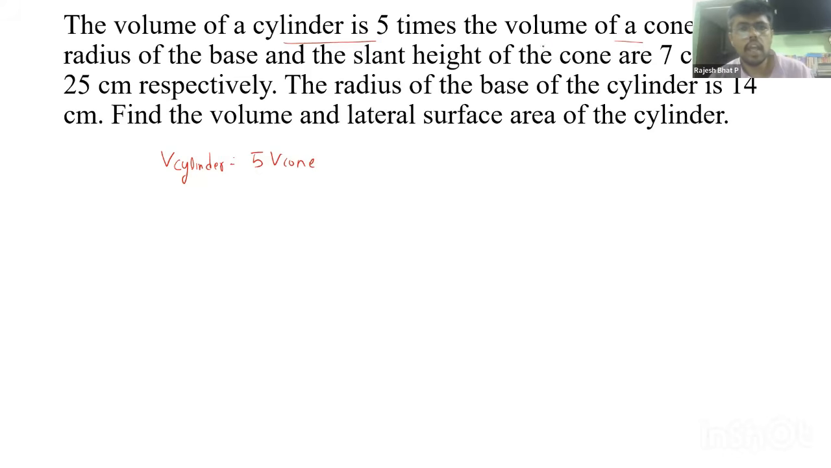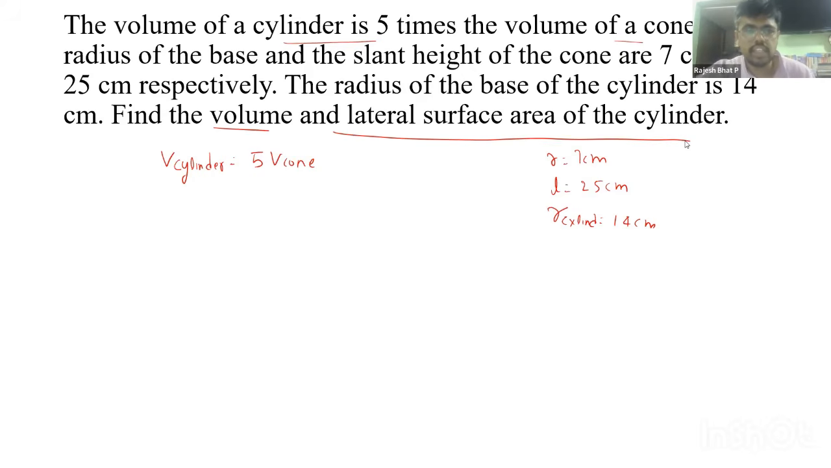Correct. Okay, and the radius of the base is given. I'll write: radius is 7 centimeter, slant height is 25 centimeter of the cone. And the radius of the cylinder is 14 centimeter. Find the volume and lateral surface area of the cylinder. Lateral is nothing but the curved surface area.